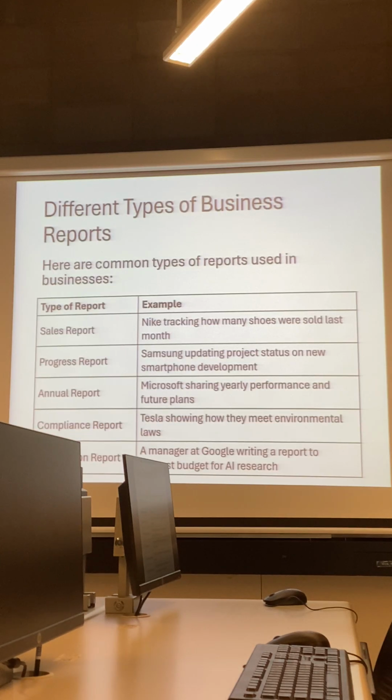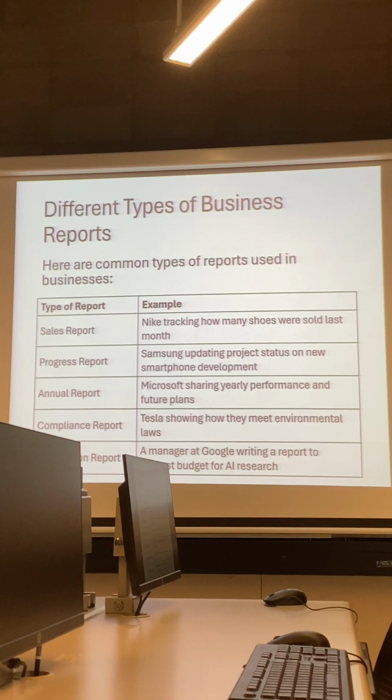So these are the common types of report. There is a sales report, progress report, annual report, compliance report, and justification report. Sales report, of course, is to show the sales trend. Progress report: if you have a project and you would like to see whether the project is complete or not, to track the progress, we call it a progress report.